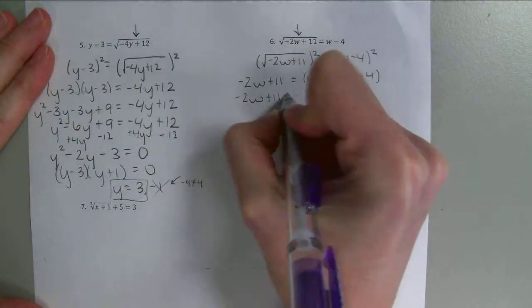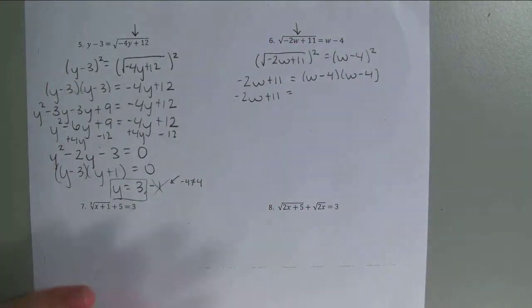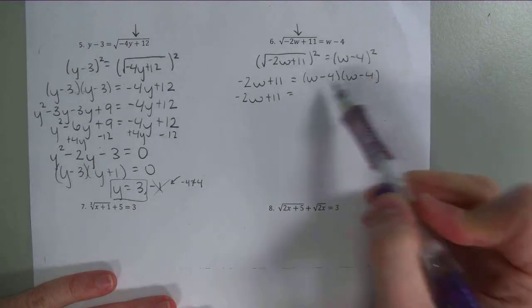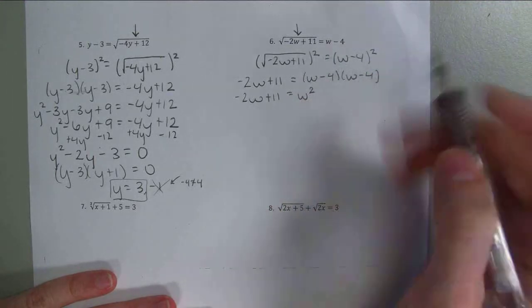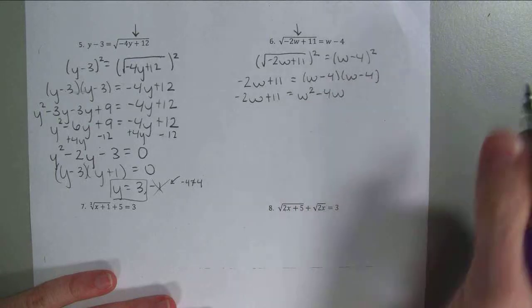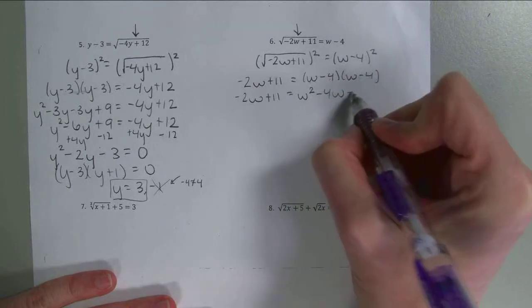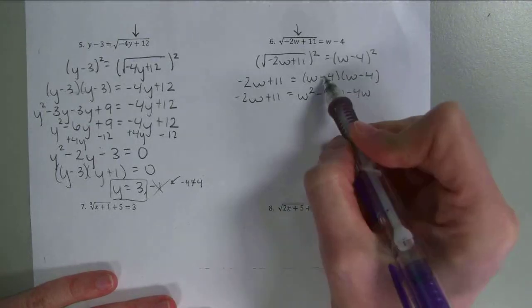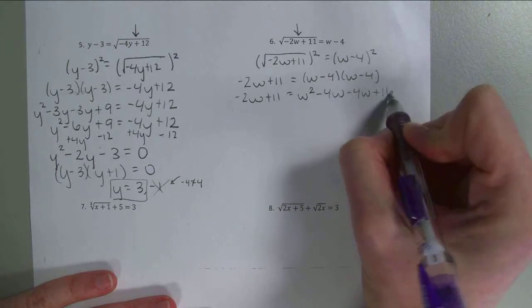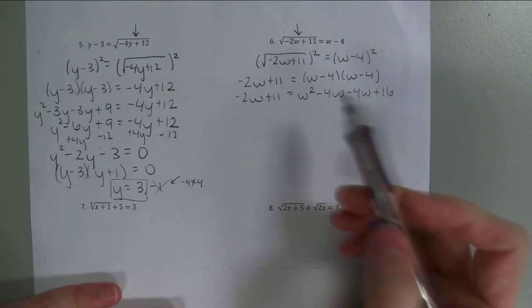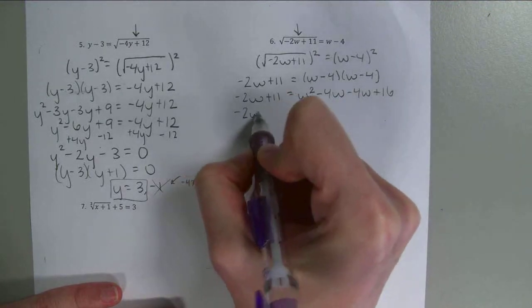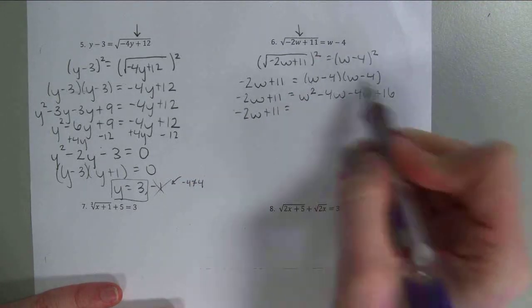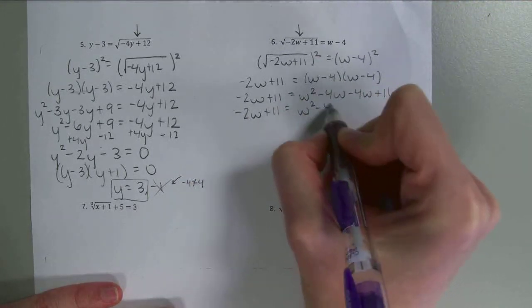And let's go ahead and FOIL or distribute the right-hand side, okay? So we're going to take w times both of these. So w times w gives you w squared. W times negative 4 gives you negative 4w. Negative 4 times w gives you another negative 4w. And negative 4 times negative 4 gives you positive 16. And again, what you'll notice is a square came out, so we're going to eventually move everything to the right. But before I do that, I'm going to gather like terms on the right. So the two negative 4's become a negative 8w.